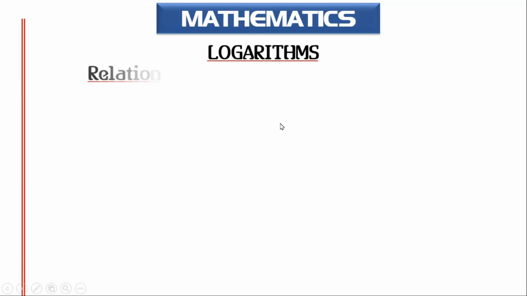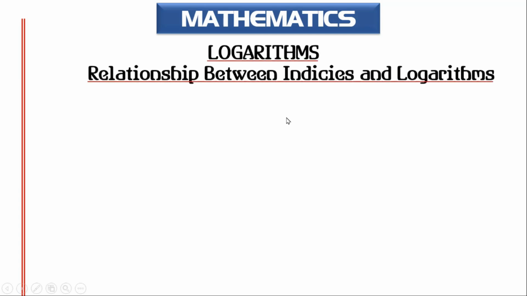But before we move on, we need to establish the fact that there's a relationship between indices and logarithms. By indices, we refer to index. So before now, you're expected to have learned a couple of things in indices, including the laws and the exponential equation. So meanwhile, I want to establish a relationship between indices and logarithm.